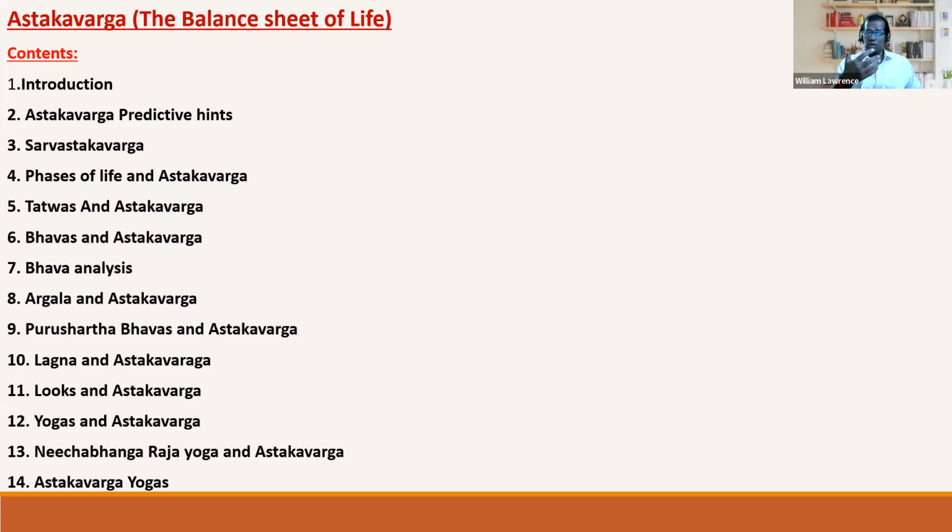When you go to Bhava analysis, simply understanding the Ashtavarga and Sarvashtavarga will change how you look at a horoscope. Instead of going into too many complicated mathematical calculations or remembering rules, if you understand this, you will understand a Bhava much better than with any other complicated rule. Then Argala and Ashtavarga: how to understand Argala better through Ashtakvarga. Then Purushartha Bhavas: Dharma, Artha, Kama, Moksha. You can divide the signs that way and then understand Ashtavarga better.